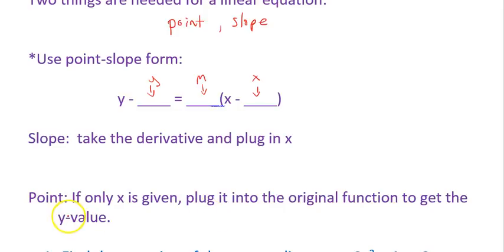The point may be totally given to you. They may give you the entire x and y value, but if they just give you an x, the way you get the y is by plugging it into the original function. There will be other times in this class where we are looking for y values. Y values always come from plugging into the original function. So keep that in mind.